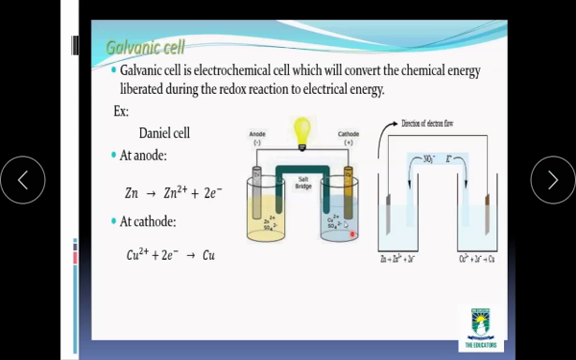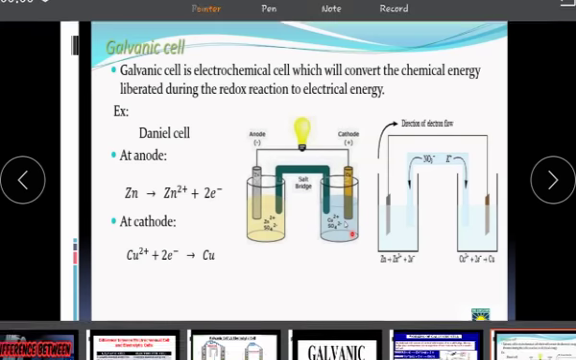On the other hand, in an electrolytic cell, we have to provide current in order to carry out the chemical reactions. But the case is reverse in a galvanic cell: first the chemical reaction takes place, then due to that chemical reaction electric current is produced. The example of a galvanic cell is the Daniell cell.